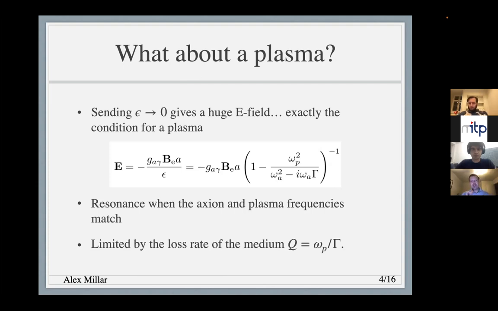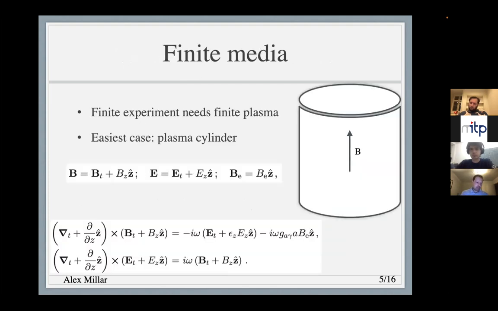Now, unfortunately, you can't send the dielectric constant exactly to 0 because your plasma is always going to have some lifetime. It's always going to have some losses. So the quality factor for this resonance is going to be limited by essentially the lifetime of the plasmon, which is this gamma factor. So that's kind of talking about some infinite picture. Unfortunately, we don't really have infinite plasmas in strong magnetic fields on Earth.